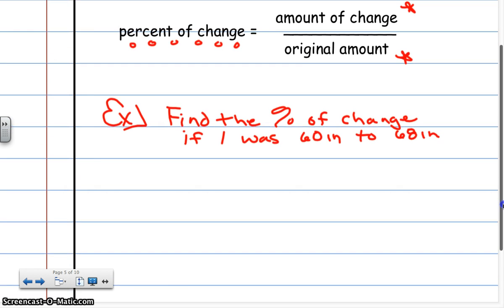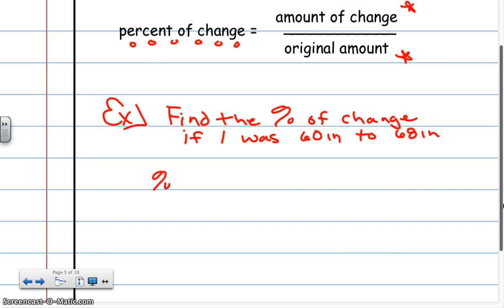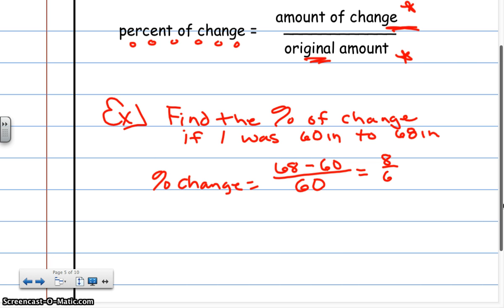So, my percent of change, I'm just going to say percent change, is equal to the amount of change. Well, how do you find change? How do you find difference? You subtract, right? If I want to know the change, I usually subtract. So I would do 68, take away the 60, to find that difference all over the original. What was the original? What did I start at? 60. This turns into 8 over 60.